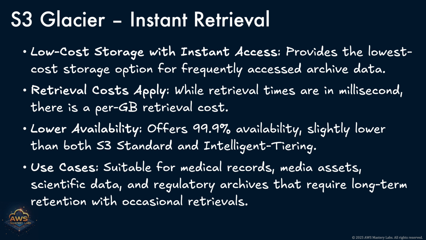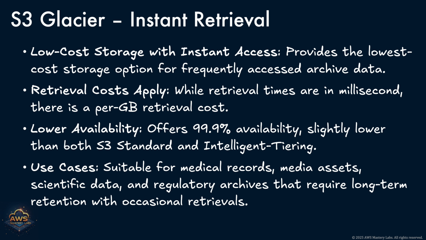These types of workloads often require long-term retention while still needing fast access for compliance audits, research queries, or media playback. Although the access latency is on par with S3 Standard and other primary tiers, this class comes with per-GB retrieval charges. So while it dramatically lowers the cost of storing archived data, it's not ideal for high-access workloads where those retrieval fees could add up quickly. S3 Glacier Instant Retrieval offers 99.9% availability, slightly lower than that of the standard tier, but still sufficient for most archive use cases. It also integrates fully with lifecycle policies, making it easy to automatically transition infrequently accessed objects from S3 Standard or Intelligent Tiering after a specific period of inactivity, ensuring cost efficiency without manual effort.